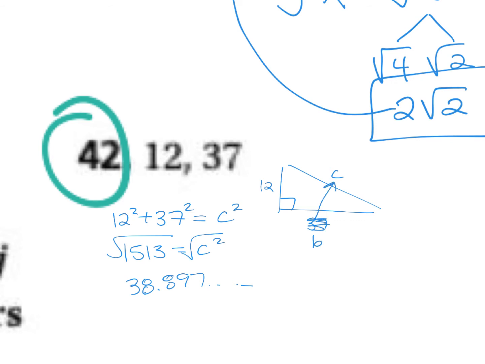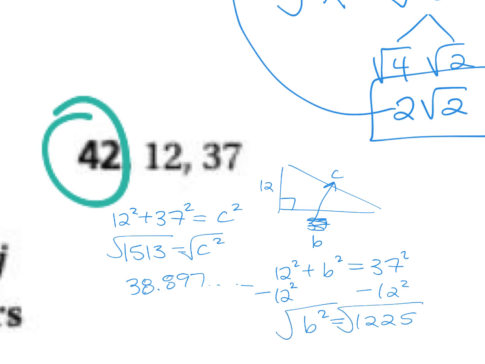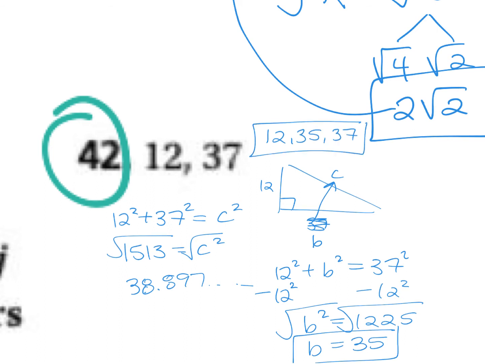We'll call this B instead. So 12 squared plus B squared equals 37 squared. Try it this way. If you take away 12 squared, so 37 squared minus 12 squared is B squared equals 1225. That looks like a nicer number. Take the square root of 1225 and you get B is 35. So that means 12, 35, 37 is a Pythagorean triple. Okay? Any questions on that?